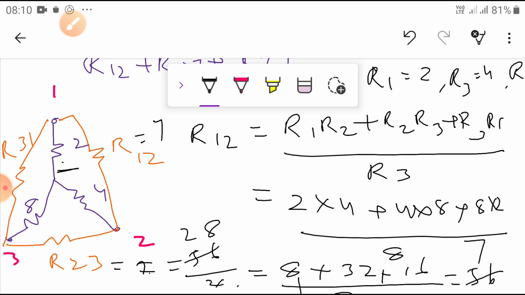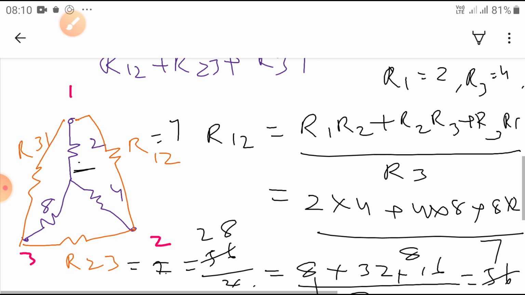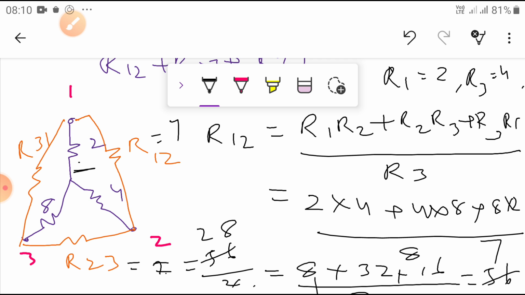Now coming to this position, R31. I require R31. The numerator is the same, 56, divided by the opposite, which is 4. 56 divided by 4 is 14. So how simple it is. Once you know the basics, the numerator is the same and only the denominator changes. Then we got 7, 28 and here 14. We got the equivalent values.